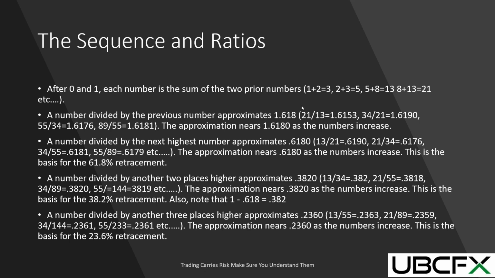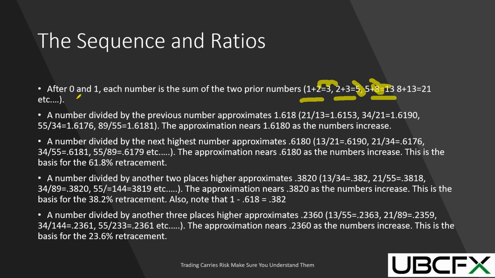Now, remembering what the Fibonacci sequence was: 1 plus 2 equals 3. 2 plus 3 equals 5. 3 plus 5 equals 8. Add the 3 to the 2, you get 5. Add the 5 to the 8, and you get 13, and so on and so on. So this is the sequence.